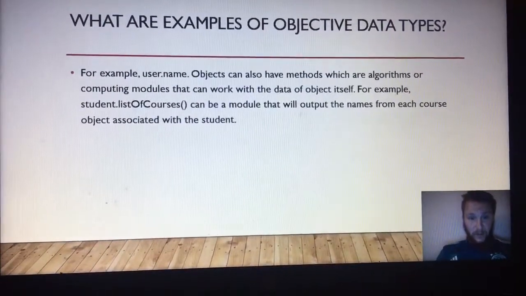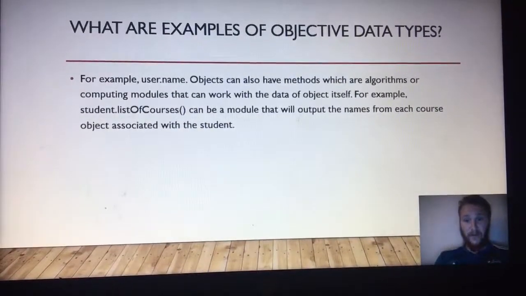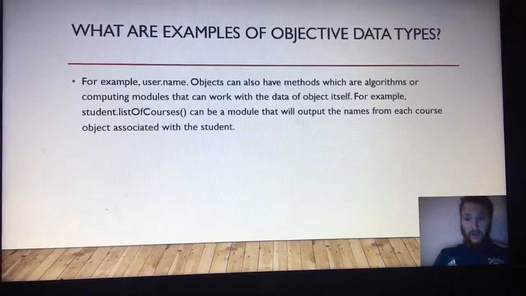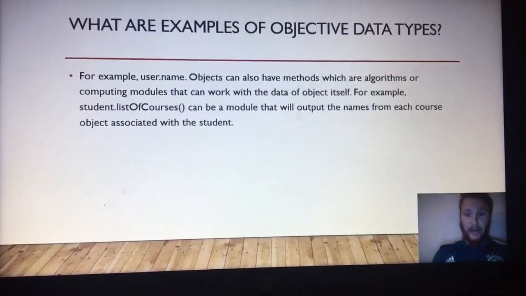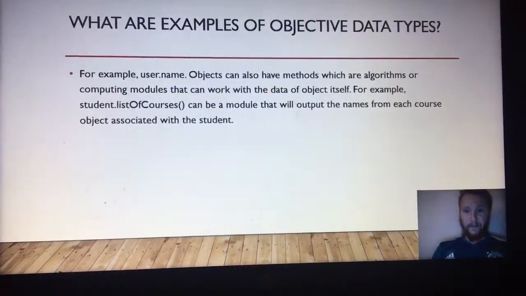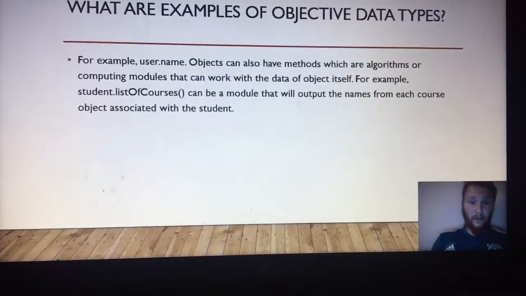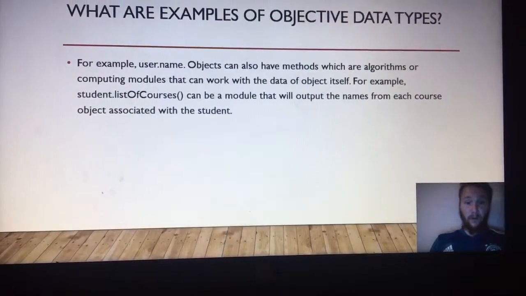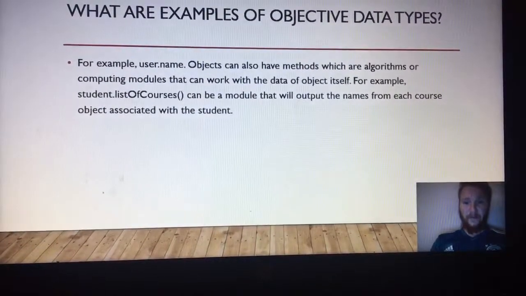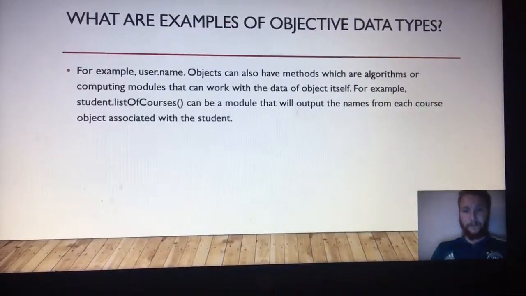According to object data types, we want to answer the question, what are examples of object data types? For example, a student object. Objects can also have methods, which are algorithms or computing modules that can work with the data of the object itself. For example, student.listOfCourses() can be a module that will output the name from each course object associated with the student.